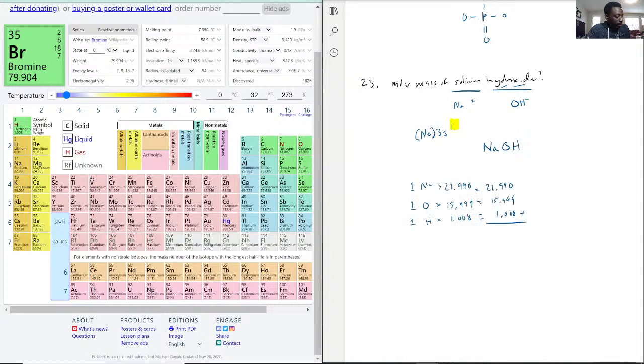Plus 1.008, we get 39.997 grams per mole for sodium hydroxide. Okay, and they say, yeah, 40 grams.